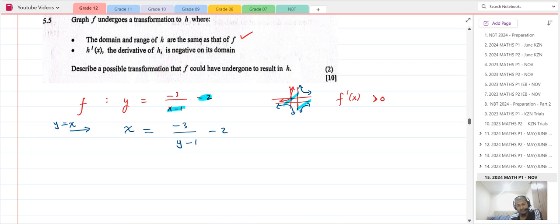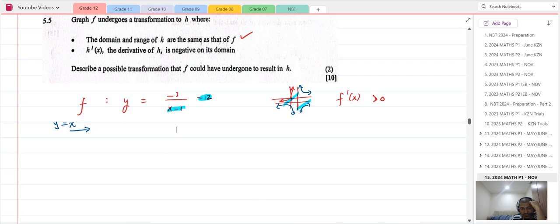How can I solve this? Bring the 2 over, x plus 2. What transformation can this take on? Reflection on the x-axis? No, not reflection on the x-axis. How can I get the same graph, y is equal to 3 over x minus 1, minus 2? I don't want to change the domain and the range. Domain and the range remain the same. That's what they're saying.